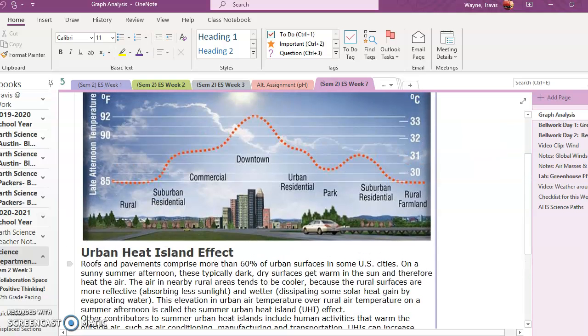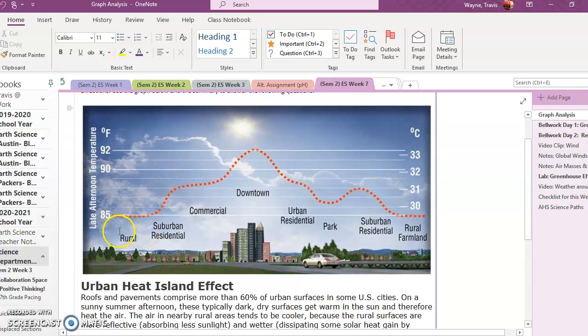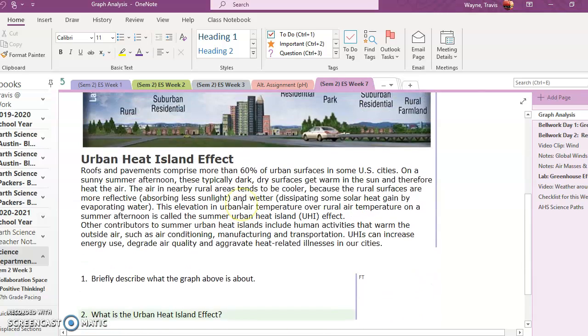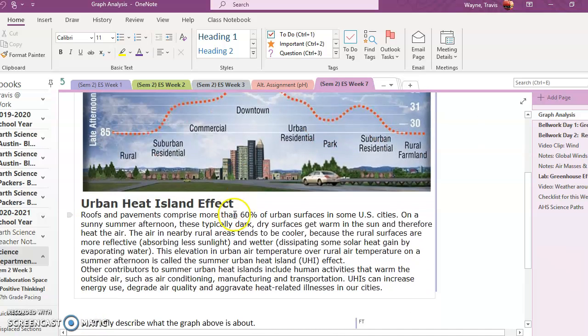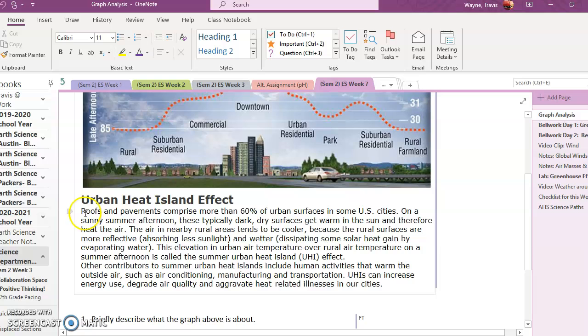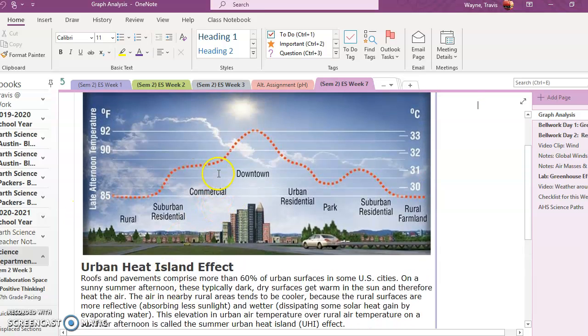Your graph analysis is looking at the urban heat island effect, talking about how it seems like as you move inland or into a city, the temperatures tend to increase with that occurring. So the questions are going to coincide with some of those themes, some of those generalizations, but definitely make sure you take time to read this description, since a lot of the description will help and add to your understanding of what's going on in this graph.